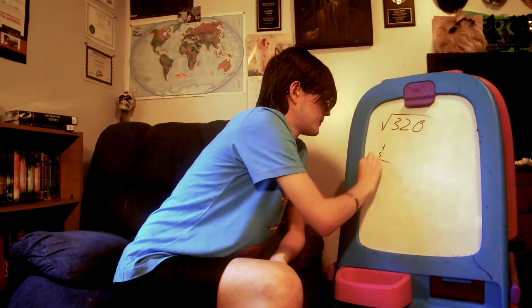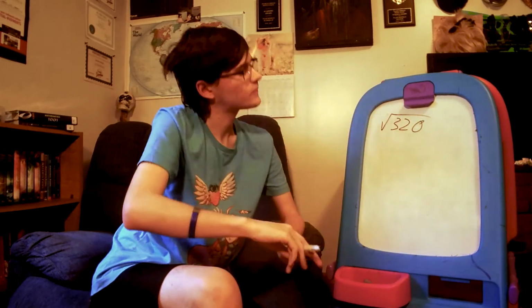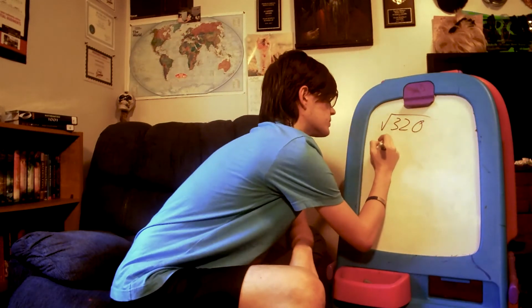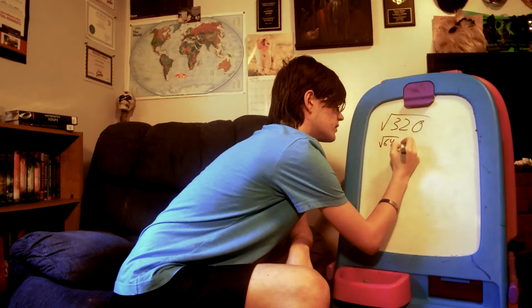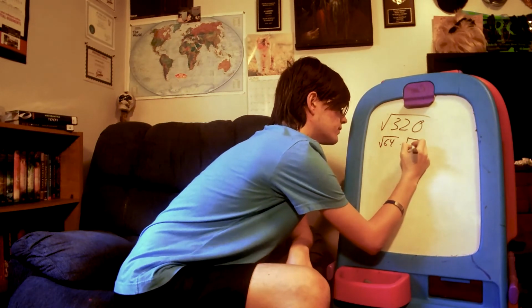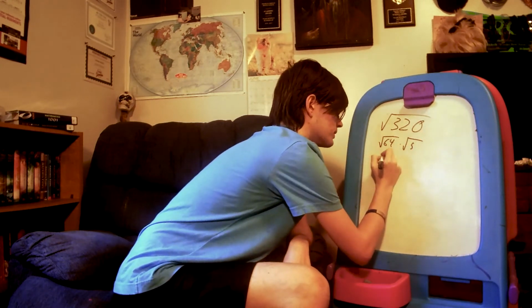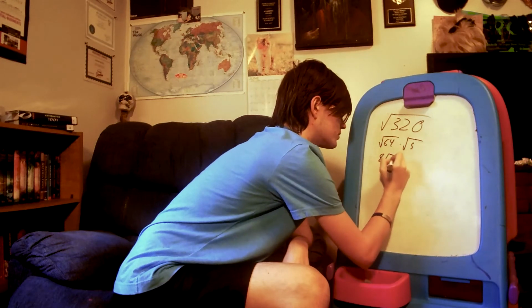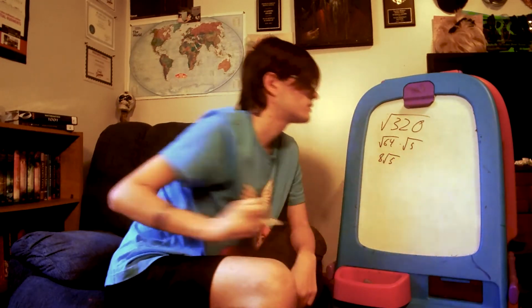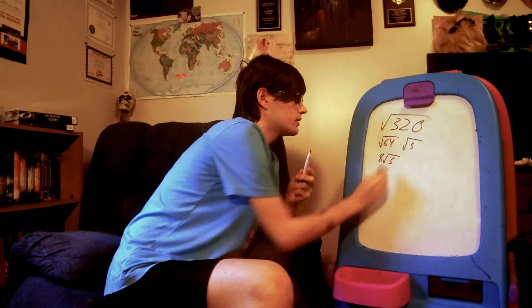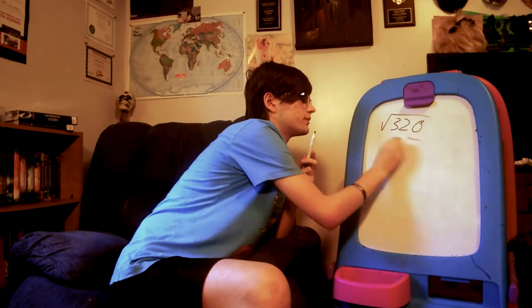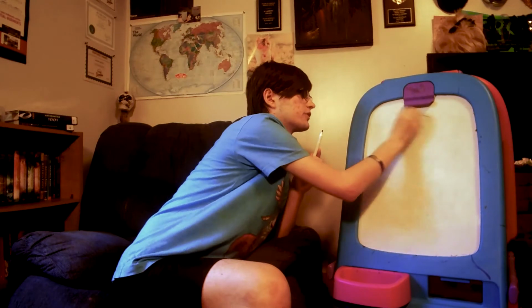Okay. So you can separate it out into the square root of 64 times the square root of 5, which would be 8 square root 5. Ta-da! Interesting. And then there's a lot of numbers that you just can't simplify.